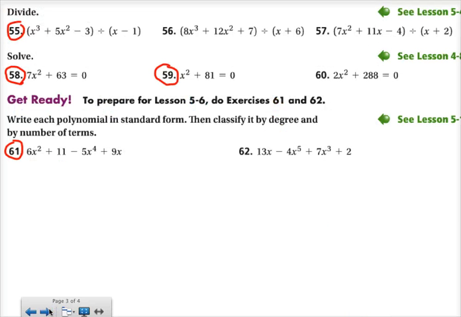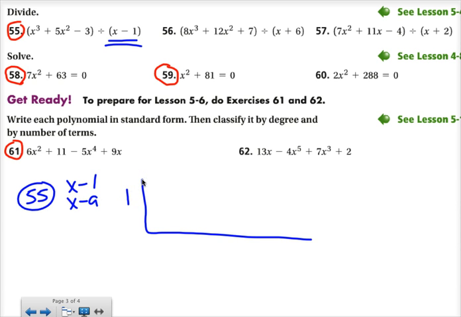On the next page, looking at number 55, it says divide. So the first thing I'm thinking in number 55 is, can I do this synthetically? And I see that x minus a format. So x minus 1 is x minus a, which means my a value is 1. Now this one has a missing x term in it. So I have 1x to the 3rd, 5x squared, 0x, and then negative 3.